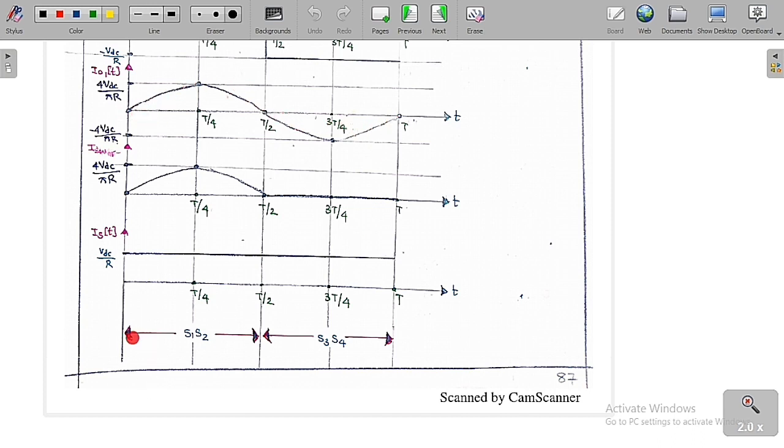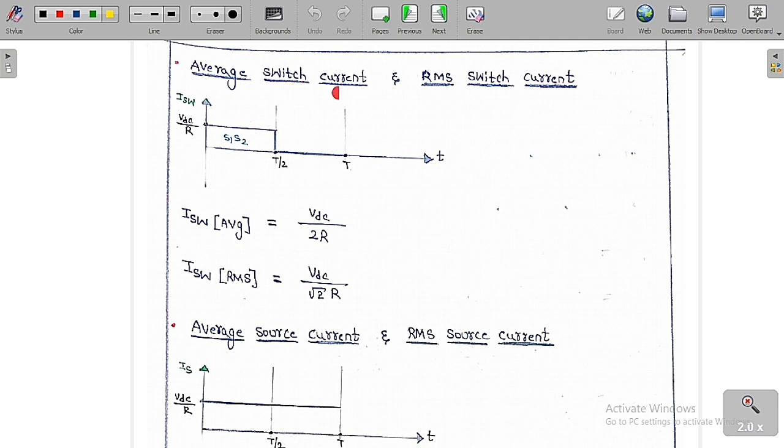I have already told you that from 0 to T by 2, S1, S2 are on, and from T by 2 to T, S3, S4 are on. Now I want to find the average switch current and the RMS switch current. See, S1 is on only from 0 to T by 2, and in the remaining region it is off. In that period, the switch current is equal to the output current, which is VDC by R from 0 to T by 2, and the remaining range is 0. So this is the switch current we are going to get.